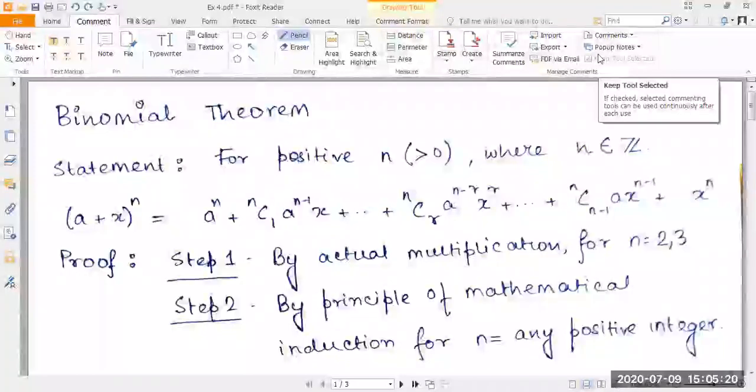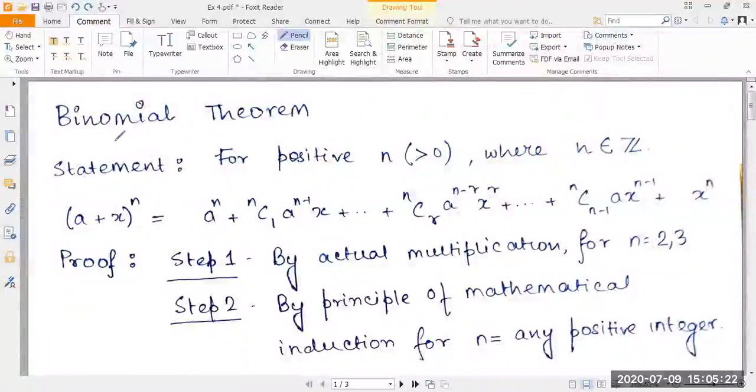So in today's video, we'll be covering the topic of binomial theorem. Now, before we delve into binomial theorem, we need to understand what a binomial expression is. Any expression consisting of two terms is called a binomial expression. So let's say we have an expression a plus x. Since this expression has two terms, a and x, it is called a binomial expression.